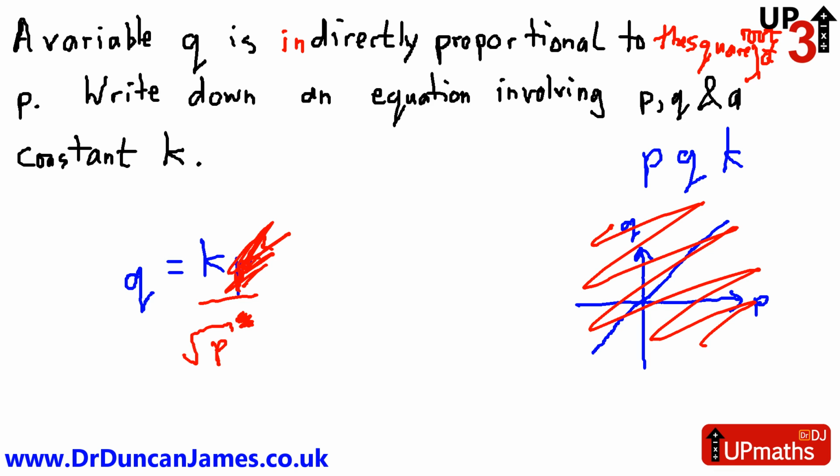Let's go crazy. What if it said the cube of p? And let's lose the indirectly. So it's now a variable q is directly proportional to the cube of p. In that case, let's just clean this up. It looks like that. It's not indirectly proportional anymore because we got rid of that. We changed it to being directly again.